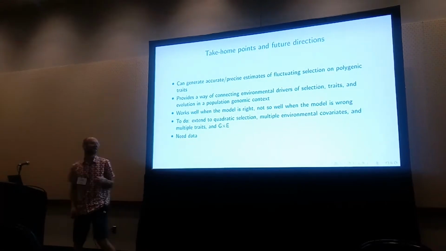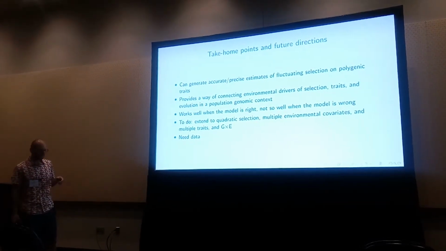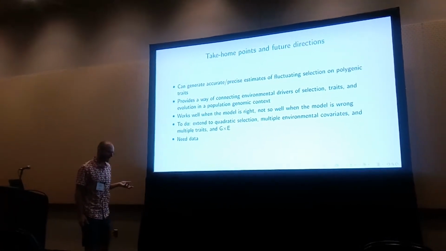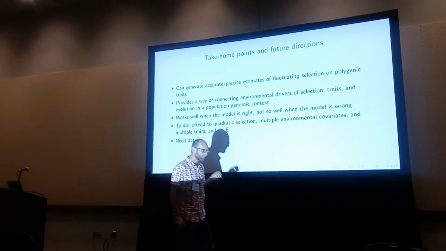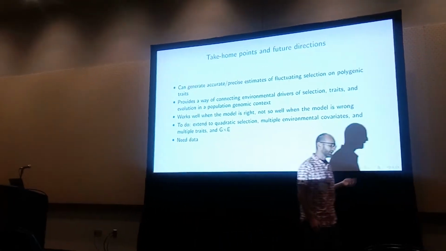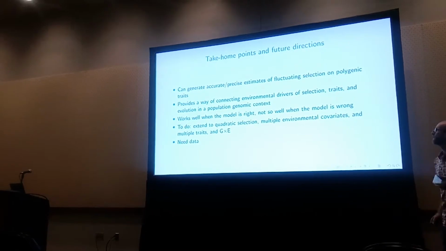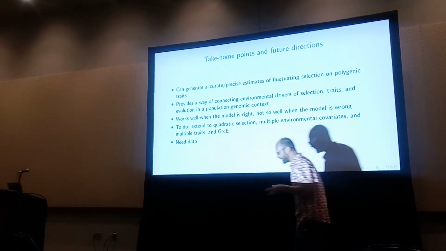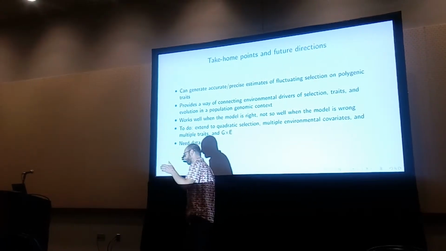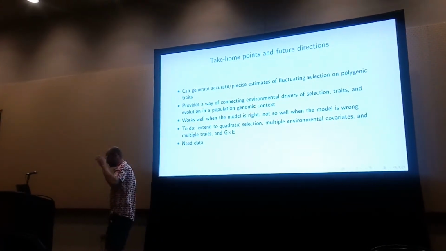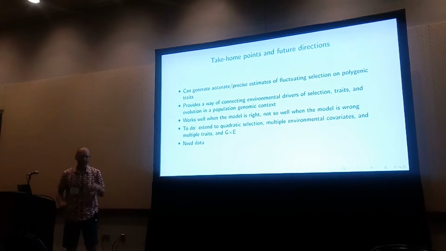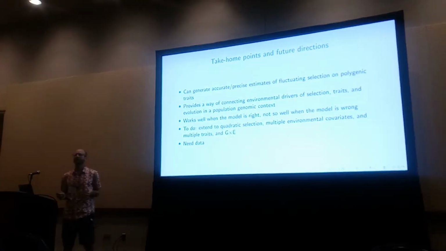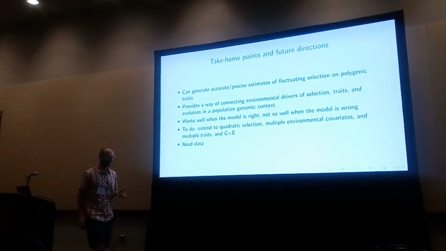So with that, I want to conclude. I think the model I have here can generate accurate, precise estimates of selection on a polygenic trait when it's fluctuating selection, which is pretty cool. And I think the way it's set up is nice as it connects from thinking about traits to the environment to selection to evolutionary change, sort of puts it all together. I think there's rich information there.